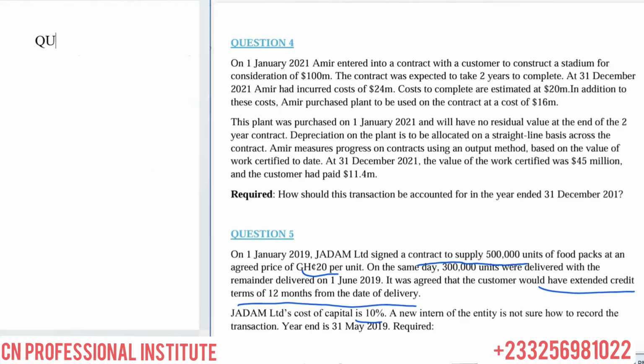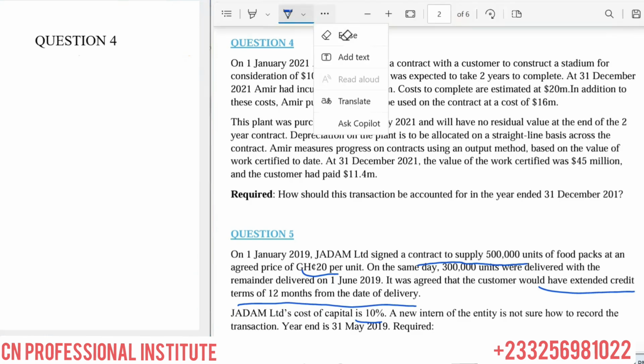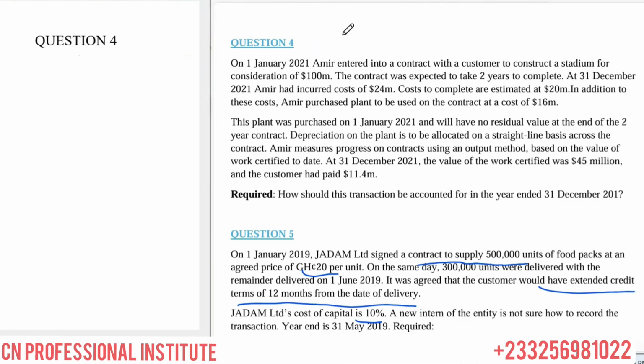So we have question 4. It says on 1st January 2021, AME entered into a contract with a customer to construct a stadium for a consideration of 1 million. The contract was expected to take 2 years to complete. At 31st December 2021, AME had incurred cost of 21 million. So we know that would be a cost to date. Cost to complete are estimated at 20 million.